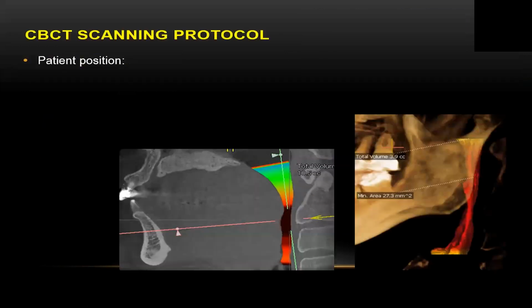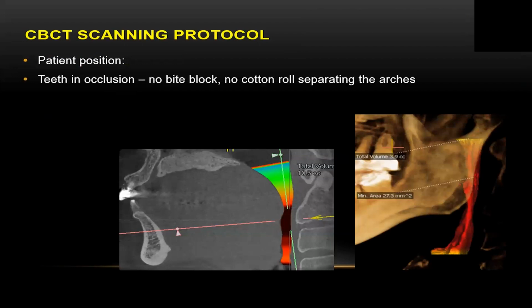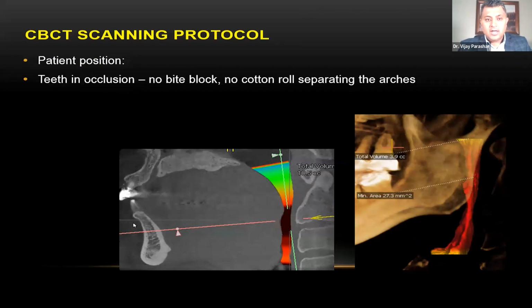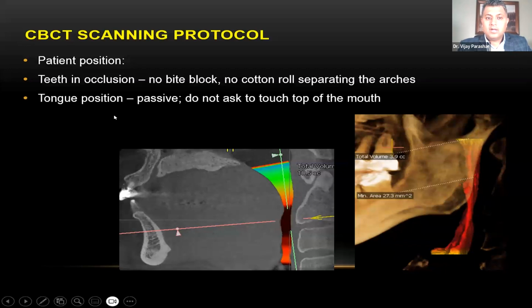Patient position. How should the patient be positioned when you are taking a scan for airway imaging? Teeth are in occlusion. If you look at this image here, the teeth are touching. There is no bite block. There is no cotton roll separating maxilla and mandible. Teeth are touching. And tongue position should be passive. Unlike panoramics, where we used to tell our patient to touch their tongue to the roof of their mouth, which they never did, with cone beam my recommendation is to not give any instruction about the tongue and let them leave the tongue passive.